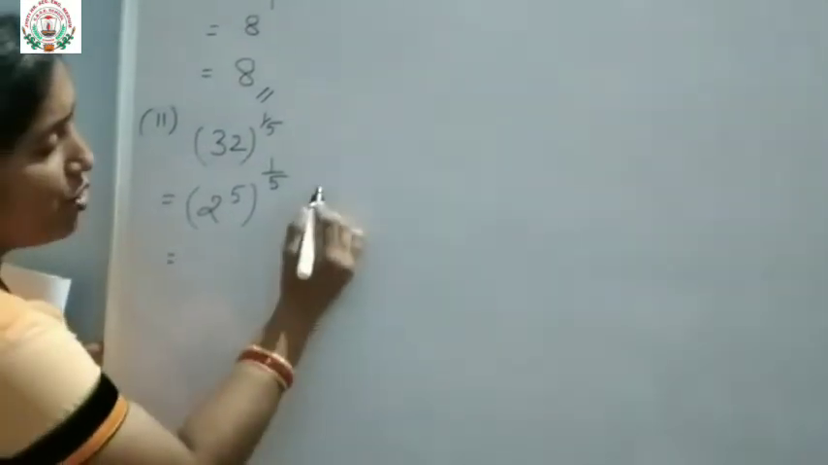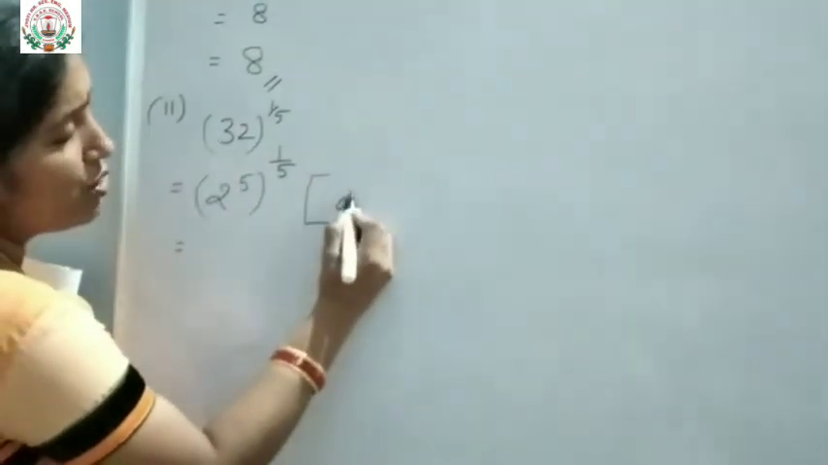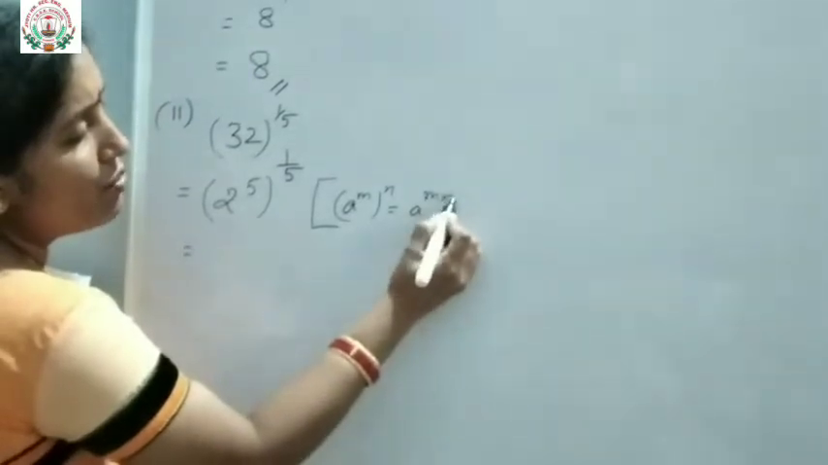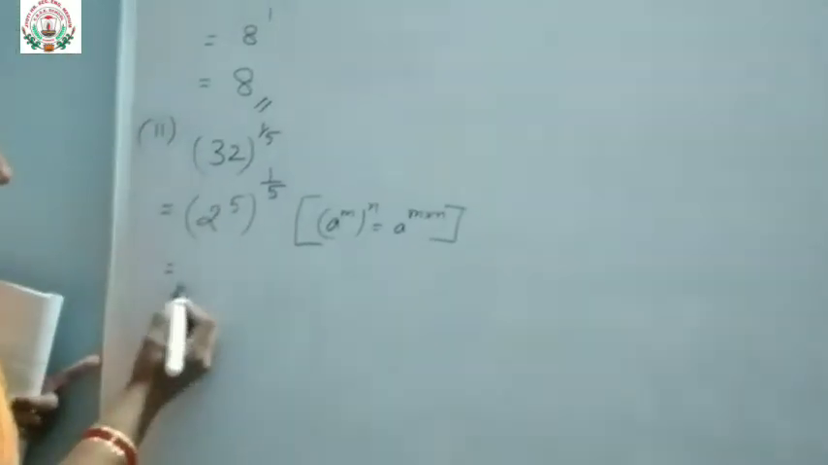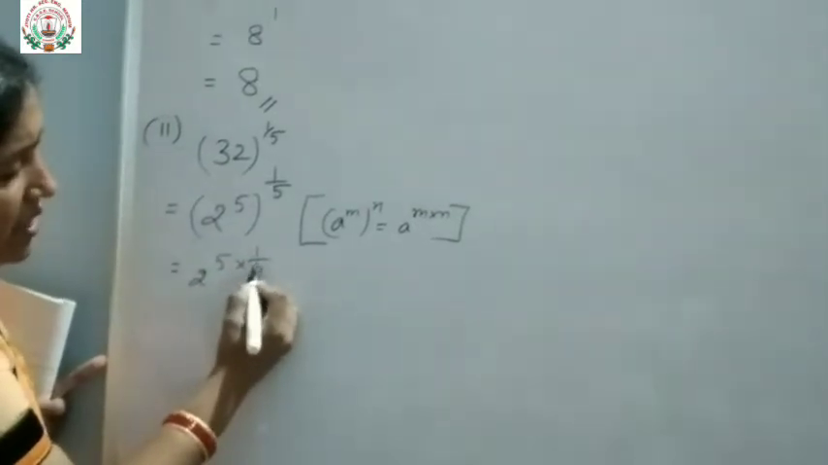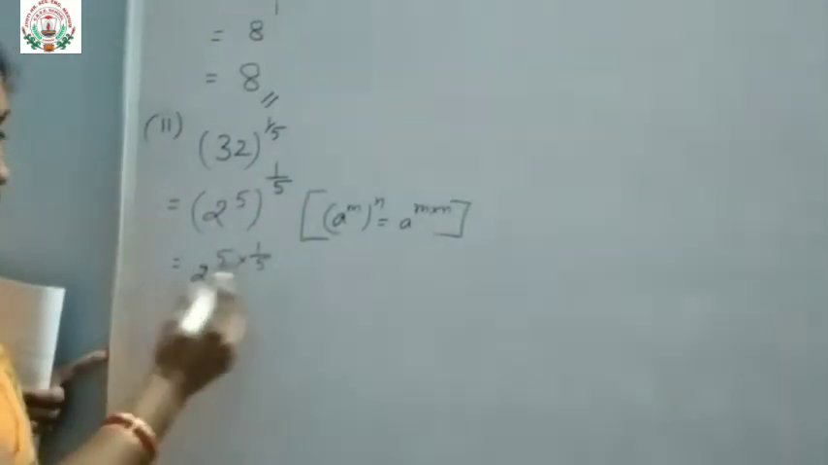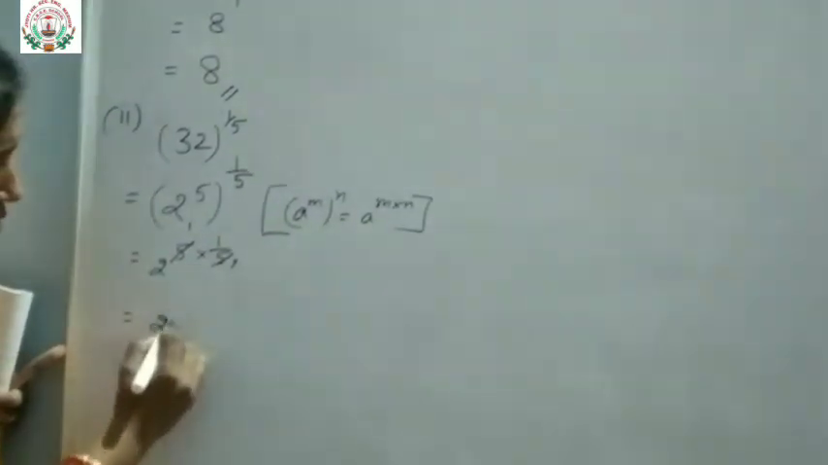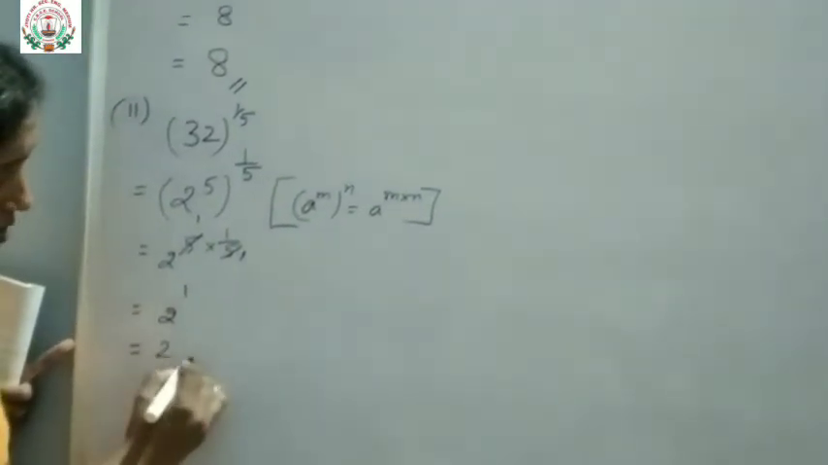Now again the same formula: a to the power m, whole to the power n, equals a to the power m into n. Apply that, open it: 2 to the power 5 into 1 upon 5. 5 ones are 5, so it will be 2 to the power 1. So the answer will be 2.